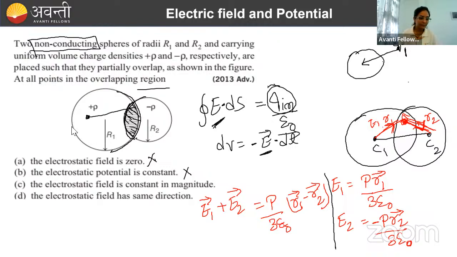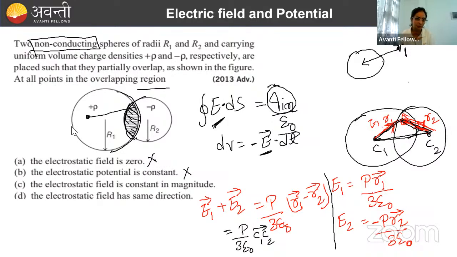So E1 plus E2 will be equal to this, and R1 minus R2 will be equal to what? This is R1, this is minus R2. So R1 minus R2 is going to be equal to C1C2. So what electric field magnitude are we going to get? Rho by 3 epsilon naught C1C2.